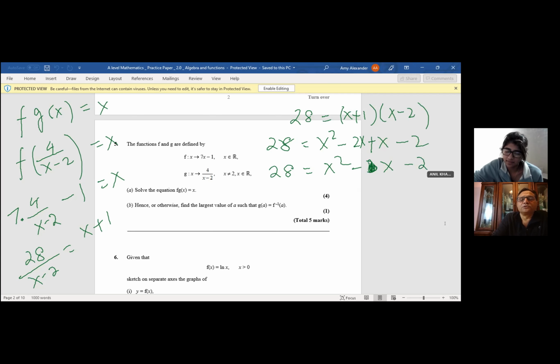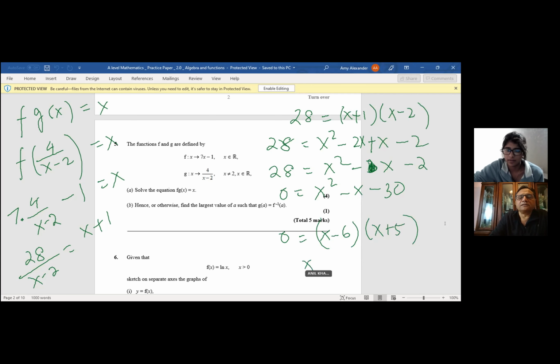So we get 0 equals x squared minus x, and bringing it on this side becomes minus 2 minus 28, which is minus 30, right? And now you can factor this. So 30 is what? 6 times 5. So we get x minus 6 times x plus 5. And so we have the answer, x equals minus 5 and x equals 6. Remember, these were our restrictions, 2 cannot be, but these could be the answers. So that becomes our solution. Is it okay for part A? Yes, yeah. Now let's look into part B.